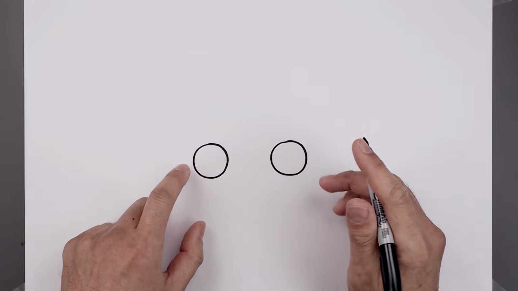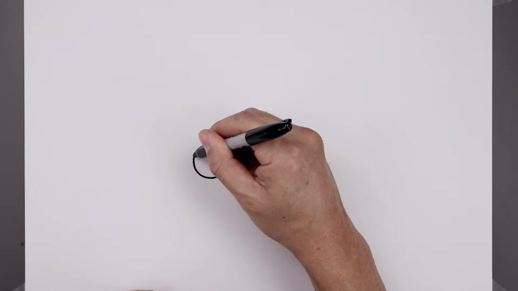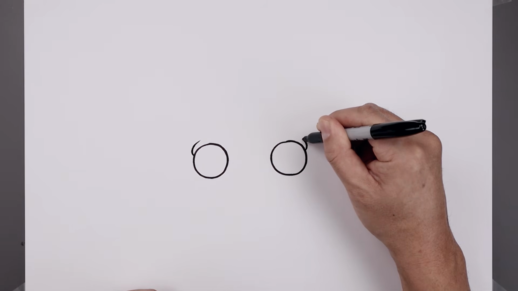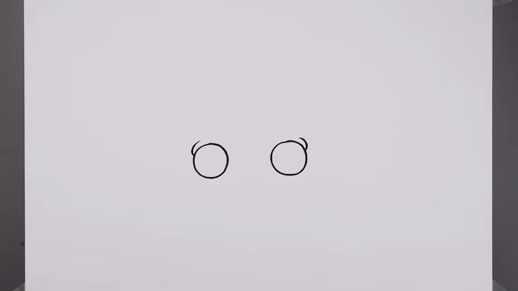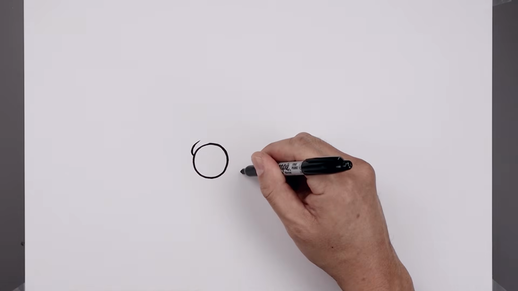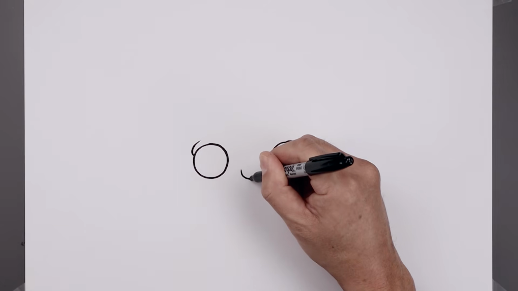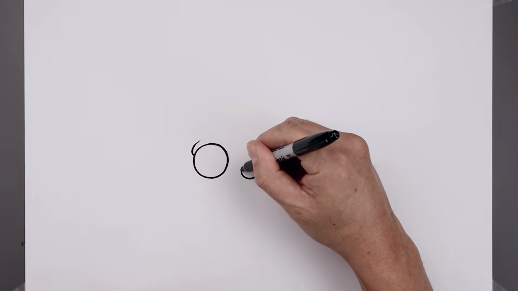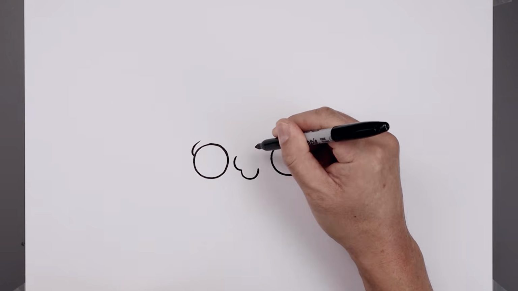Let's add a fold across the top of the eye. Starting on the outside, curve this around and bend that in. Now let's move in between the eyes and draw on the nose. We're going to start over on the left, start with a curve, coming down and then up. And then from the sides, we're going to curve this out, up, and in.